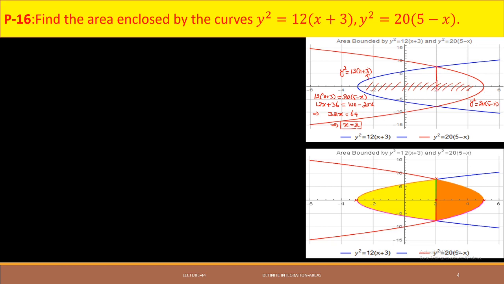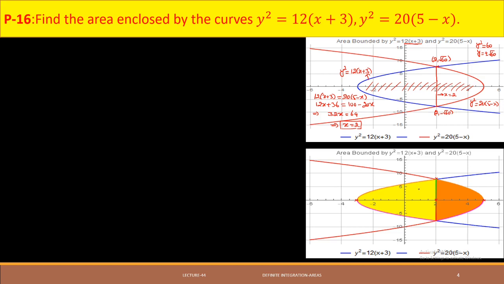You can see that even in the graph this is represented by the straight line. Okay, x is equal to 2. This line is the x is equal to 2 straight line. Now if I substitute x is equal to 2, I will be getting the y values. So if I substitute 2 in this equation, I get 12 into 2 plus 3, that is 60. So y square is equal to 60, which implies y is equal to plus or minus root 60. So the point here is 2 comma root 60, and here this is 2 comma minus root 60.